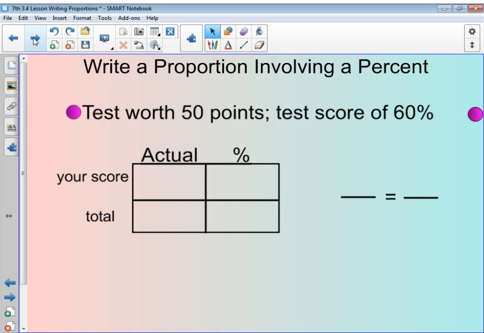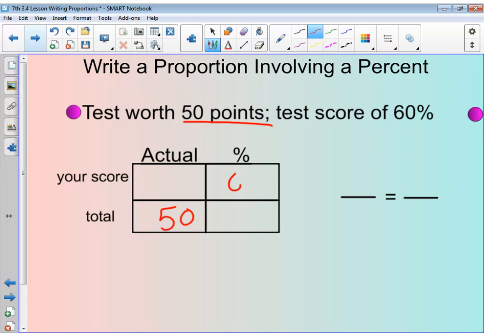So your score, well, we don't know, but we know that the test was worth 50 points. So that was our total in our actual number of points. Our score was a 60%. And if I had all of the test, what percentage would that be?